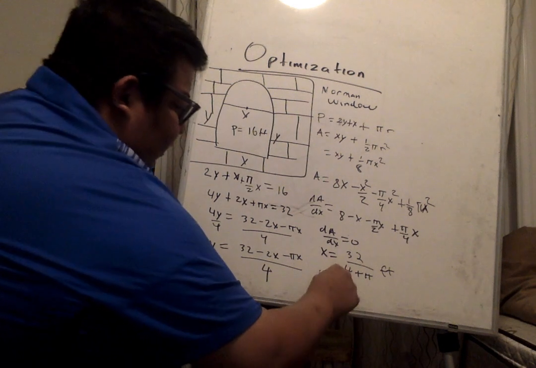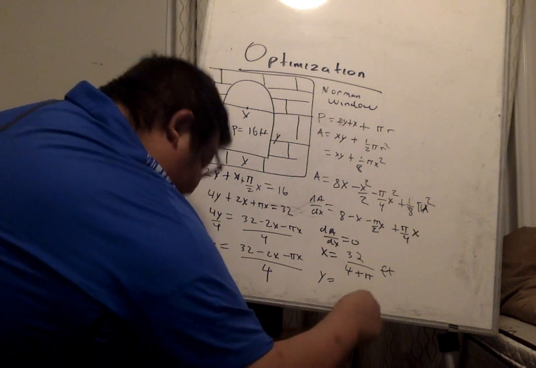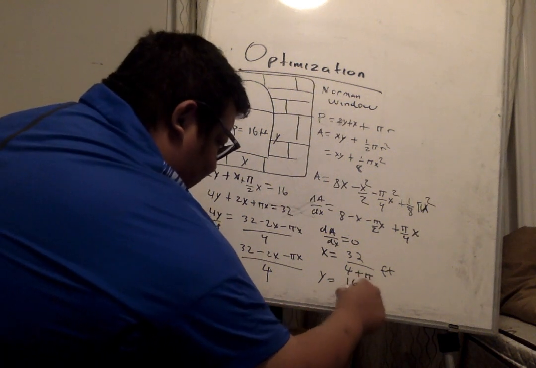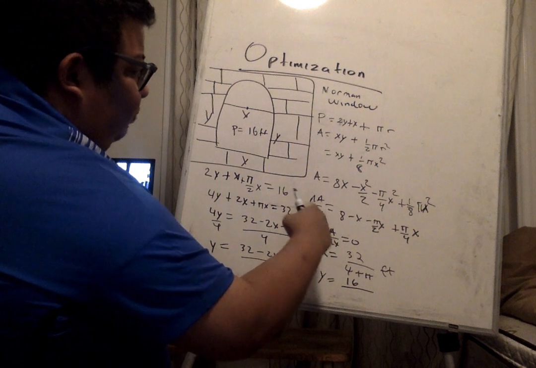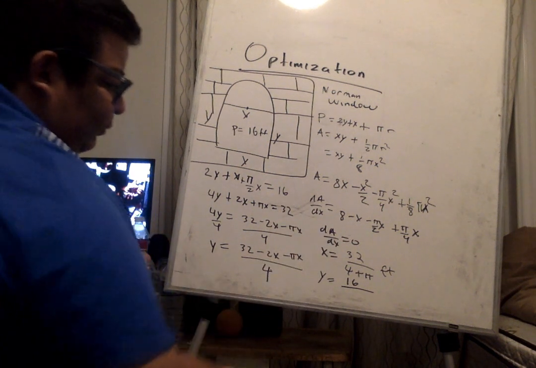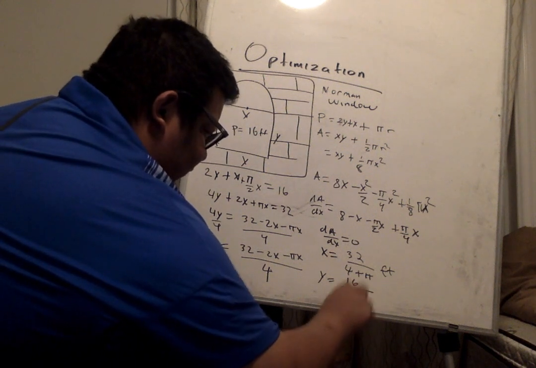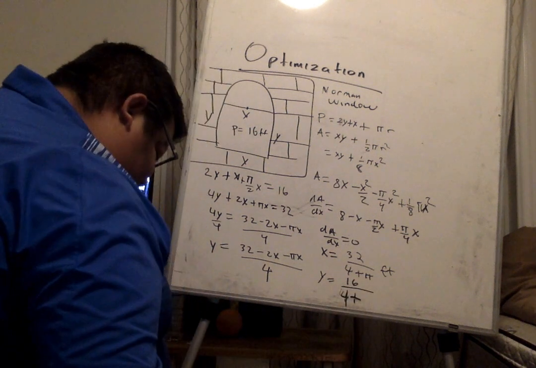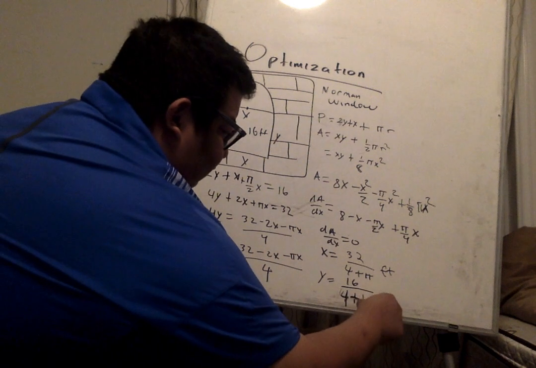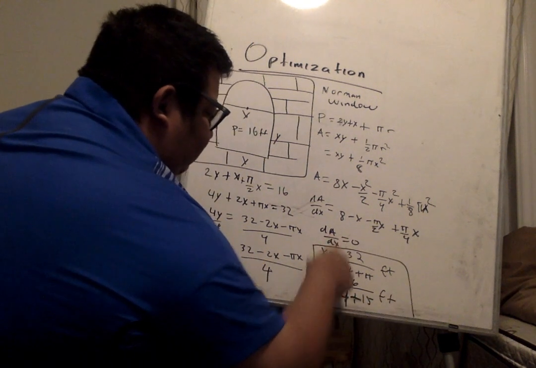And then to find your y, you just plug your x into here and you get your y. So that would be 16 over 4 plus pi feet. So these are the two answers that we were looking for.